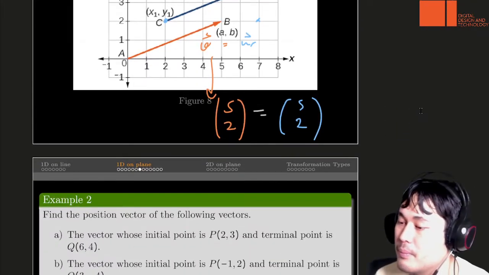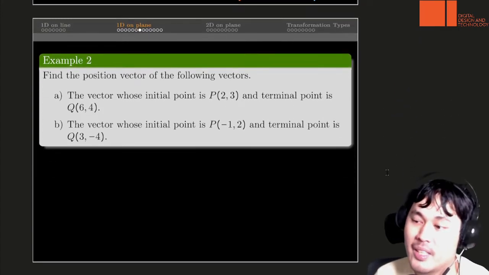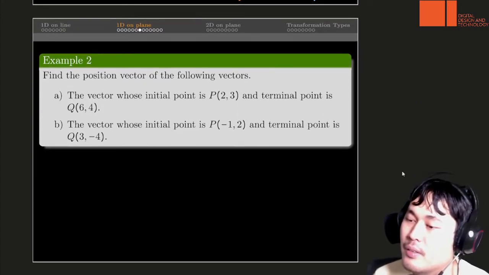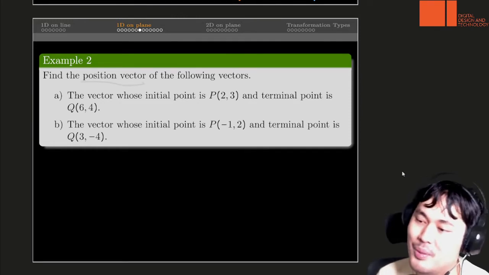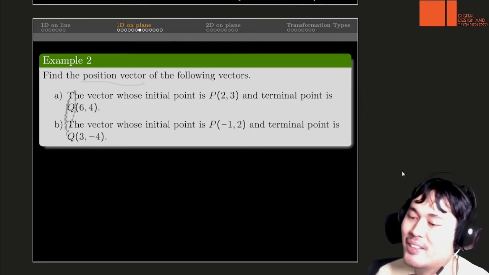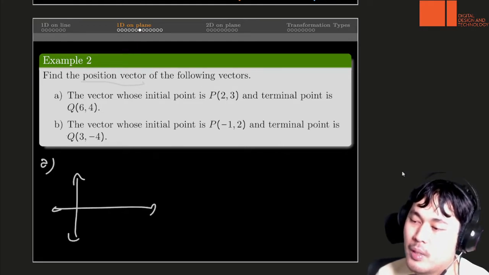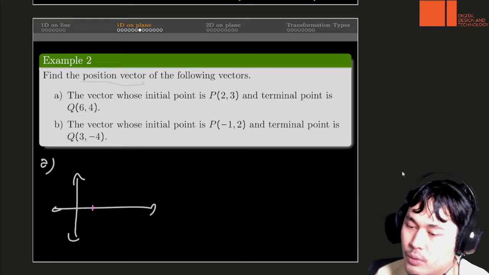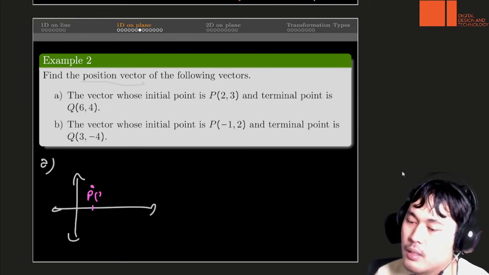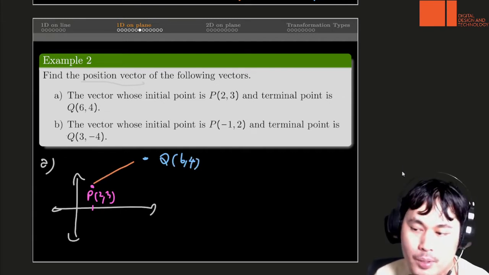Let's look at some quick examples and some computations. Find the position vector. Oh yeah, it has a name called the position vector. So there are 2 vectors here. The first one, if you draw an image, you get 2 points. The first point is at (2, 3). It ends at point (6, 4). The question is, what is that position vector?